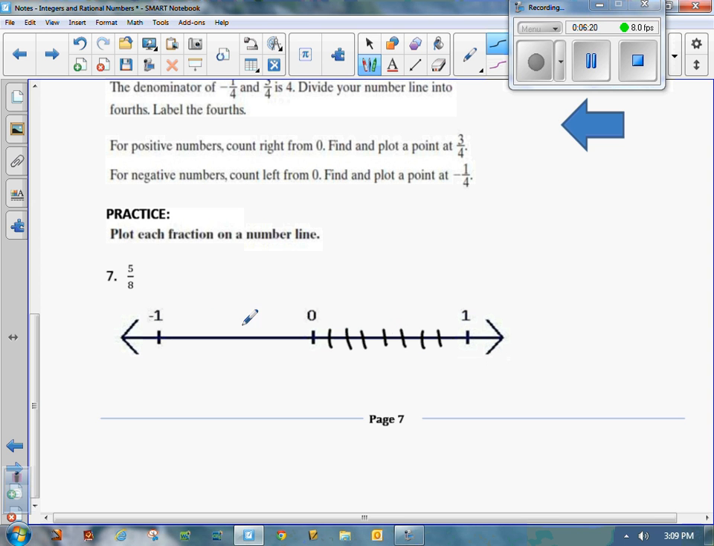I'm only going on the positive side here because this is a positive 5/8. And then what I want to do is count 5 over from that. So 1, 2, 3, 4, 5. So this would be where 5/8 sits on our number line.